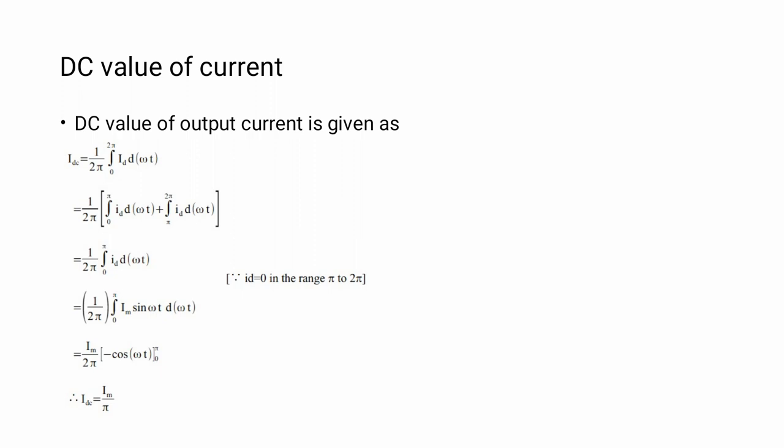From this, we can find the DC value of voltage also, because we know Ohm's law, V equal to IR. So VDC is equal to IDC into RL. Now IDC equal to Im by pi. Just multiply with RL, we have VDC.